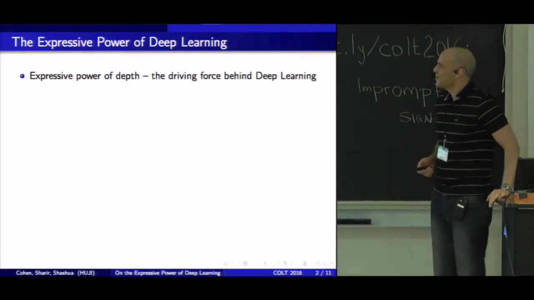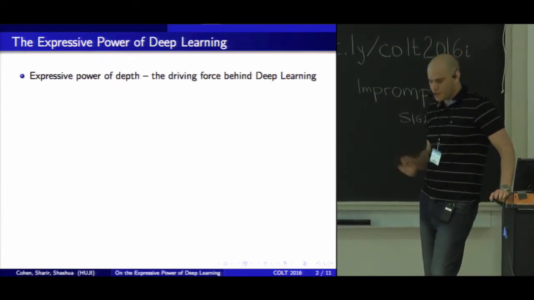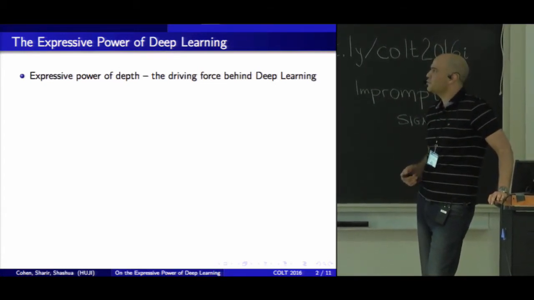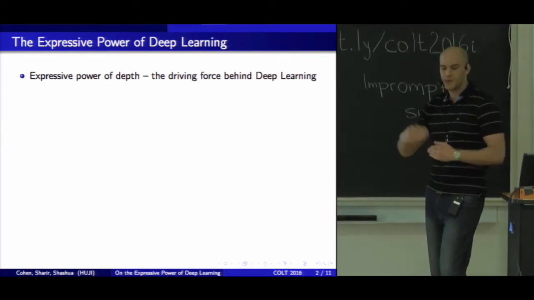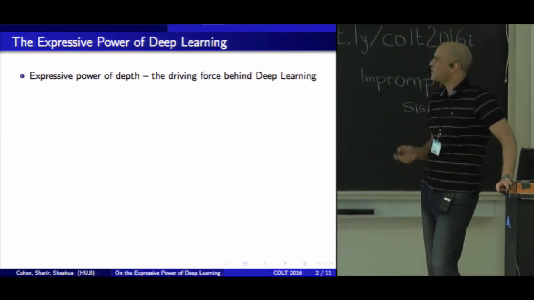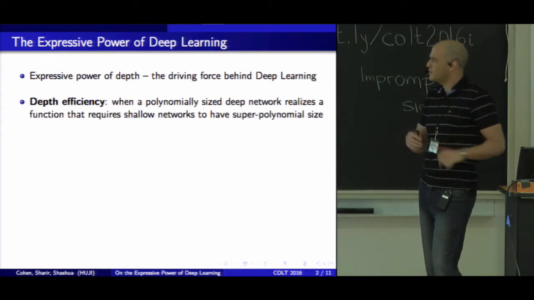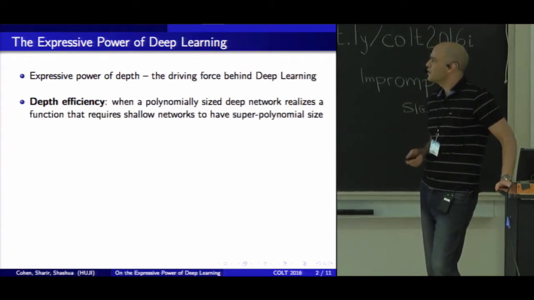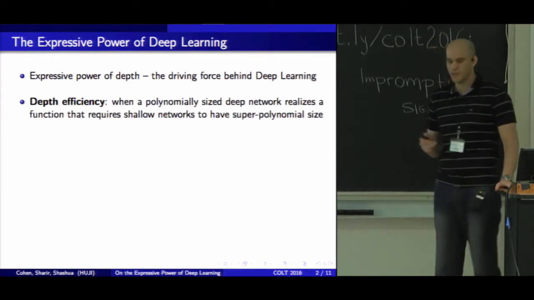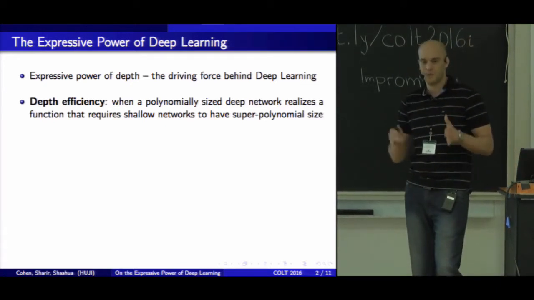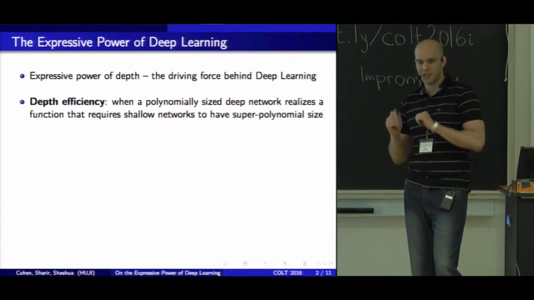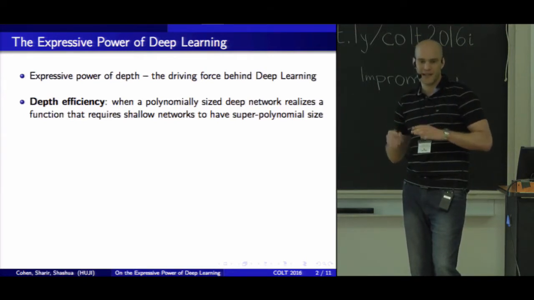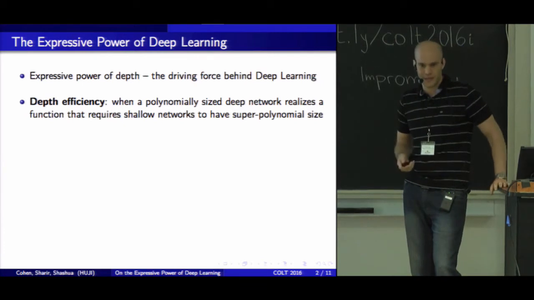Is that better? Okay, so arguably, the success of deep learning is fueled by its expressive power, the ability to express a rich class of functions with few parameters through compositionality. And a related concept, which actually applies to the talks that were here before me, we call depth efficiency. This refers to a situation where we have a deep network of polynomial size and it computes a function that cannot be replicated by a shallow network if the latter does not have super polynomial or exponential size.